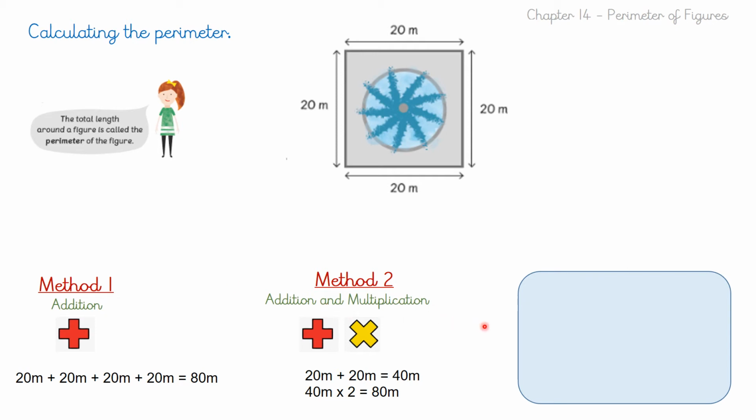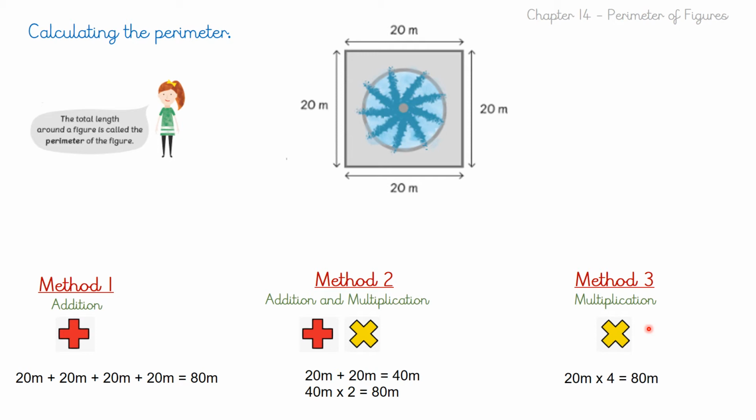So method 1, it was just addition, method 2, addition and multiplication. And method 3, we just did multiplication, because in this case we knew the properties of a square, we knew that all the sides were the same length, so we could just work out the length of one of the sides and do it times 4. So 20 meters times 4 is 80 meters. Did you come up with another method to find the perimeter of this shape? If you did, please feel free to upload it to your portfolios and share it with Miss Downing and with me.